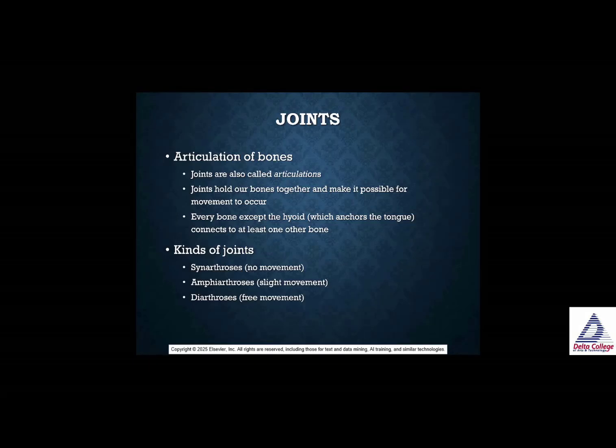Now let's go into our joints. Our joints are called articulations. Joints hold our bones together and make it possible for movement to occur. Every bone except the hyoid bone, because it doesn't attach to another bone, it anchors the tongue, connects to at least one other bone. There are three kinds of joints. We have synarthrosis, which produces no movement; amphiarthrosis, which produces slight movement; and then diarthrosis, which is free movement.